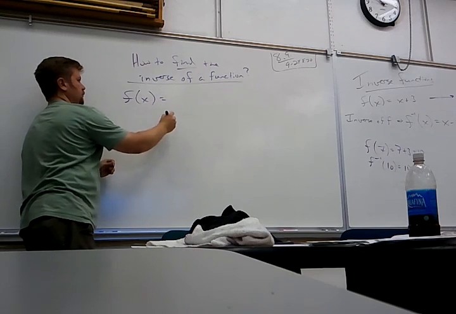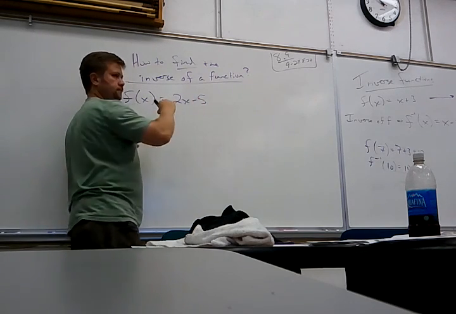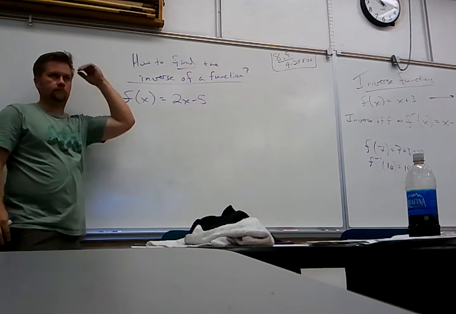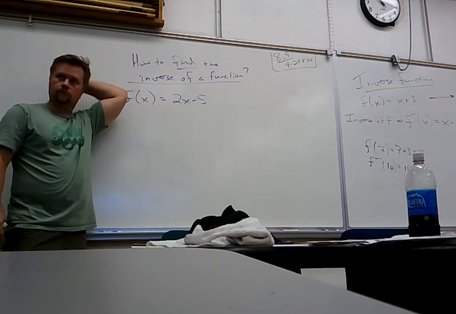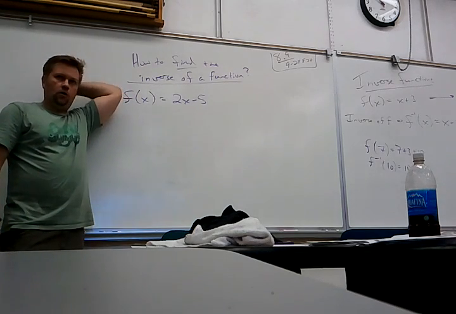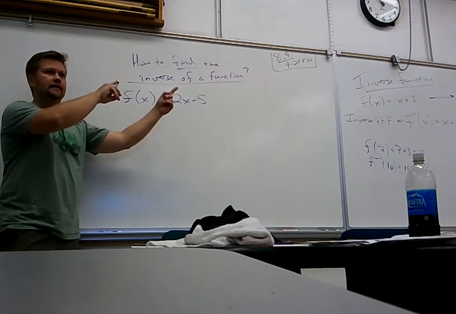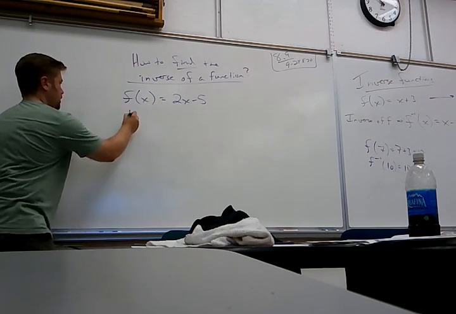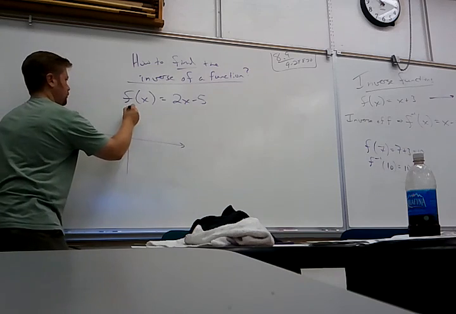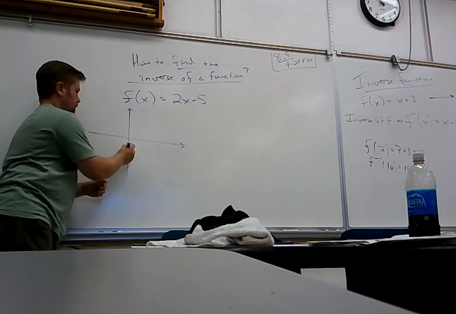So if I have a function, f of x equals 2x minus 5, I'm going to do this two different ways. One way to find the inverse, at least visually, is to do what we just did. Somebody tell me, what did we just do? Tell me what you know about this line.